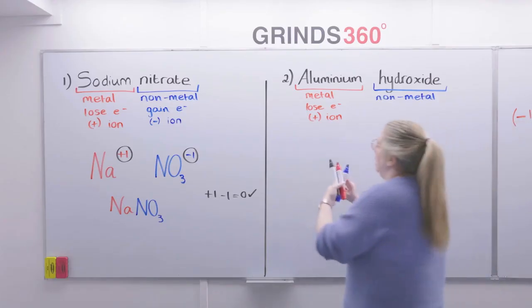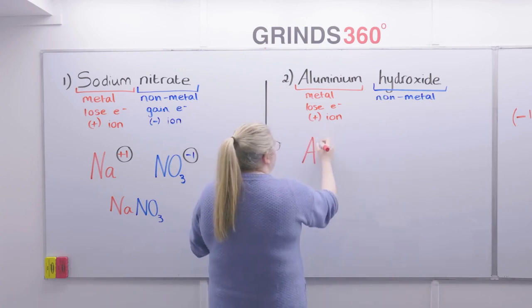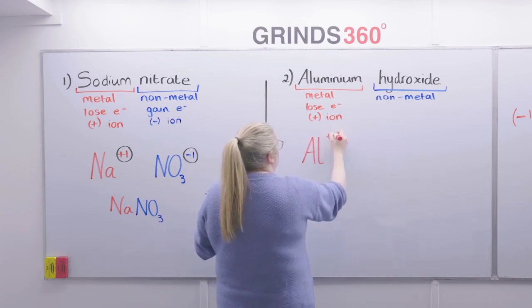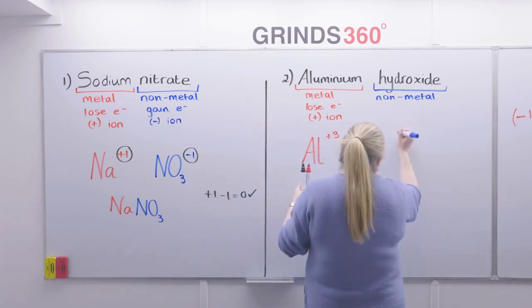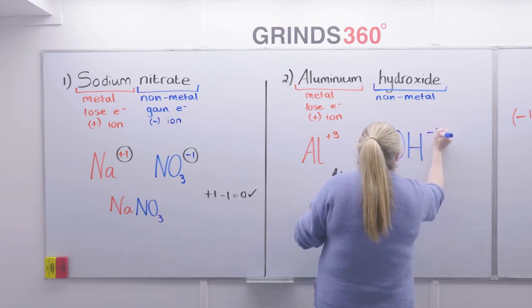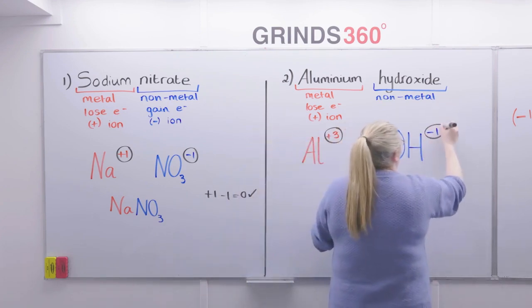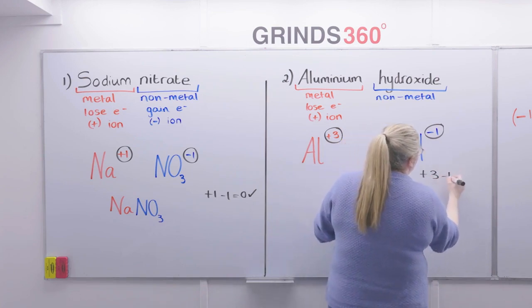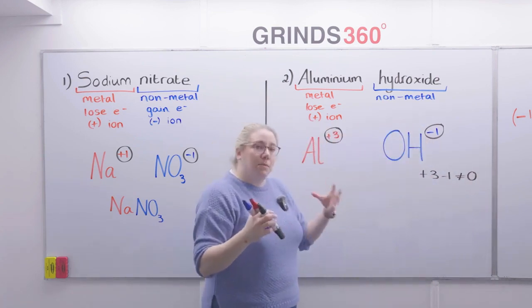Okay. And my aluminium is in group 3. So it will lose 3 electrons from the outer energy level to get a stable outer octet. And hydroxide is OH -1. Now look at your charges. You have a +3 and a -1. When you add those together, that does not equal 0. So that means we're going to have to balance the charges.